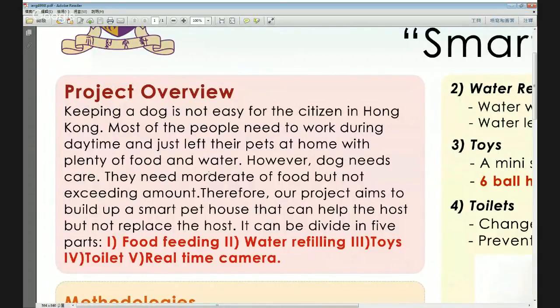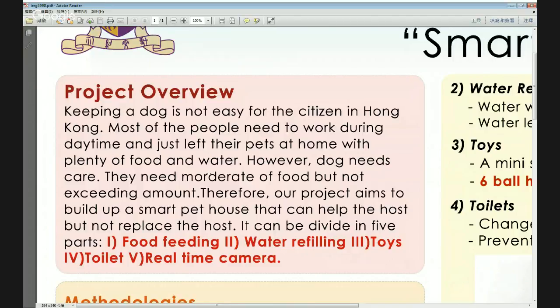However, it may cause overeating, and sometimes the water may not be enough for the dog. Besides these physical needs, a dog needs care. They need to play with the host, and it is not easy to handle if it steps on its excreta and walks around the house.